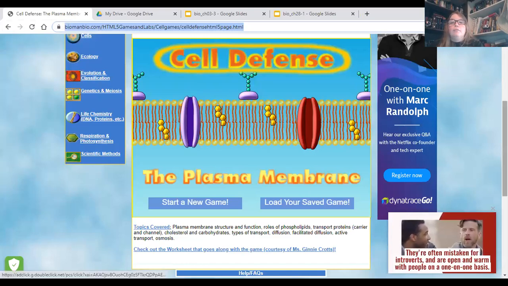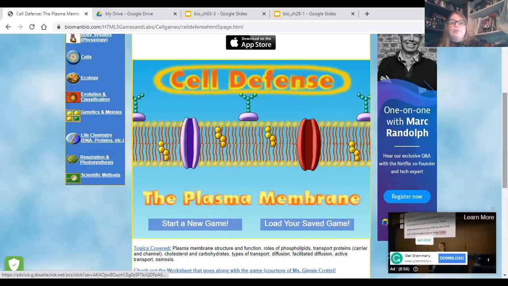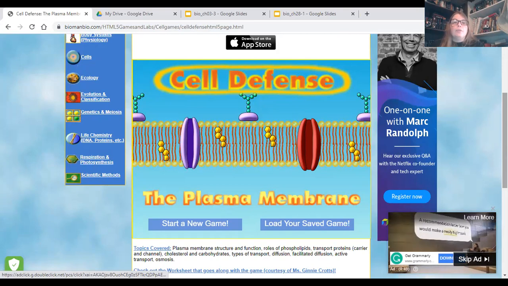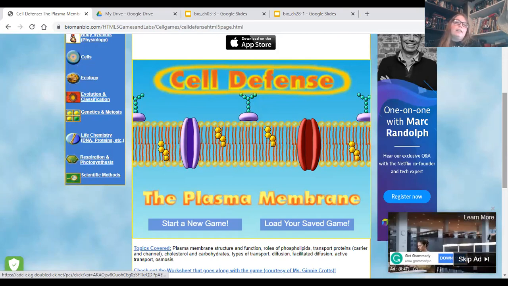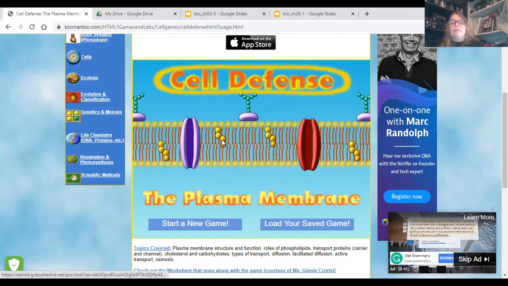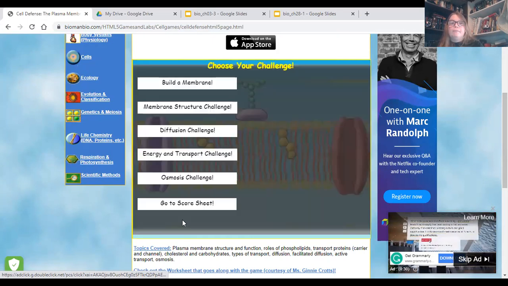So your web quest involves this game called Cell Defense. What you're going to do is click the link, and for those of you that struggle with some of our other web quests, remember, if you see blue text that's underlined, that's generally a link you can click on in a web quest, okay? So Cell Defense, the plasma membrane. If you're starting for the first time, we're going to click Start a New Game. All right, it says press the space bar or click here to continue. So I'm pressing my space bar.